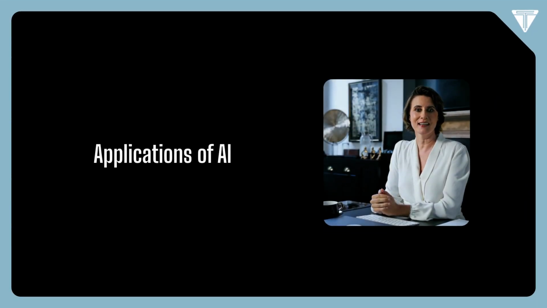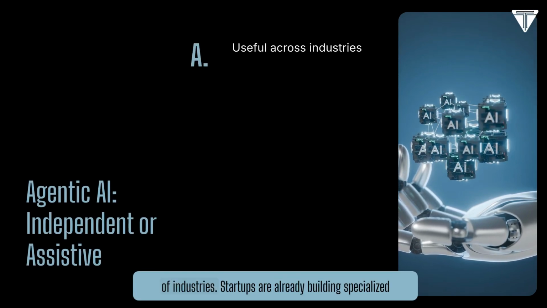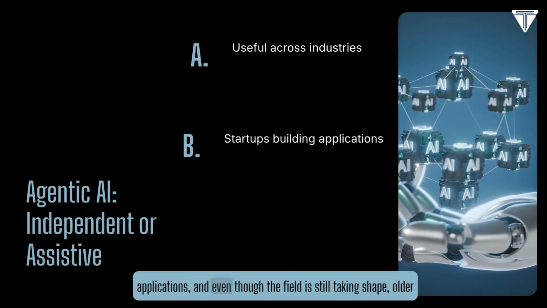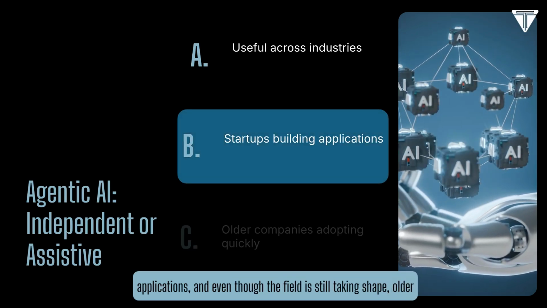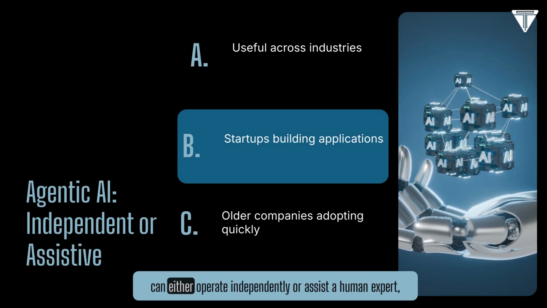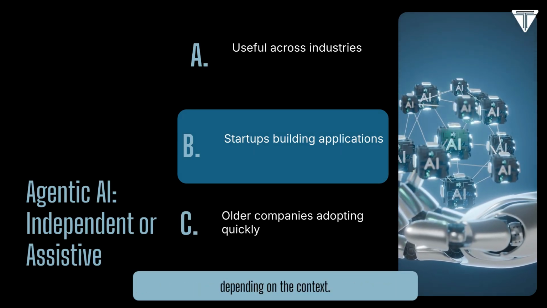Applications of agentic AI. I see agentic AI becoming useful across a wide range of industries. Startups are already building specialized applications, and even though the field is still taking shape, older companies are moving quickly to adopt these systems. Agentic AI can either operate independently or assist a human expert, depending on the context.